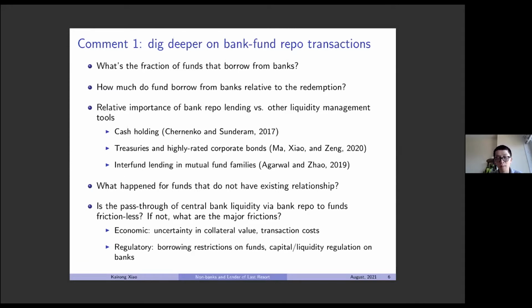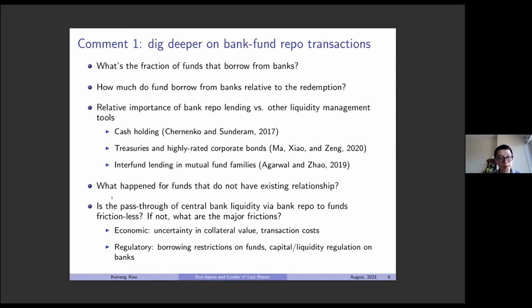Also, the paper exploits the relationship between banks and funds. I would be interested to know what happens if the fund does not have an existing relationship with banks. During a crisis, is it easy for them to establish this relationship? Say there's a fund in the same fund family that has an existing relationship, can they access the bank through their management firm, or do they have to establish the relationship by the fund itself? So there are these questions on essentially what's the friction in this market. That's related to my last point, which I will highlight later.